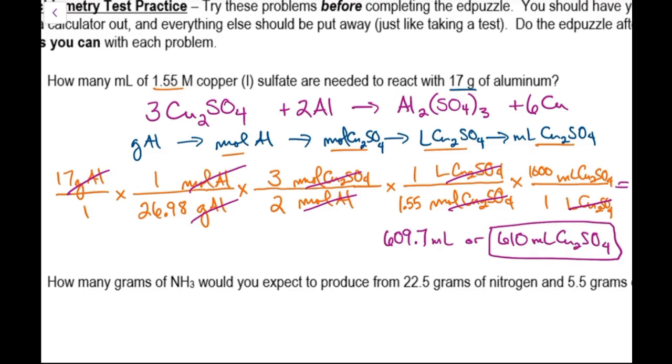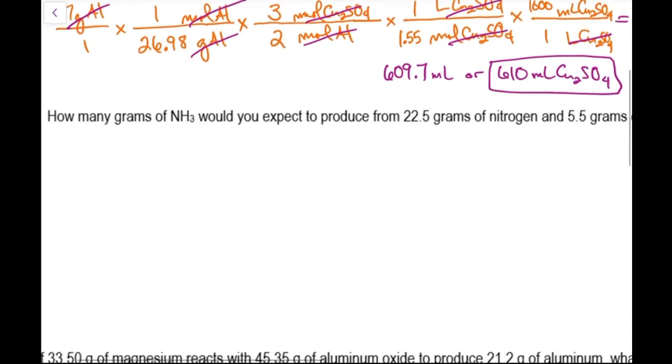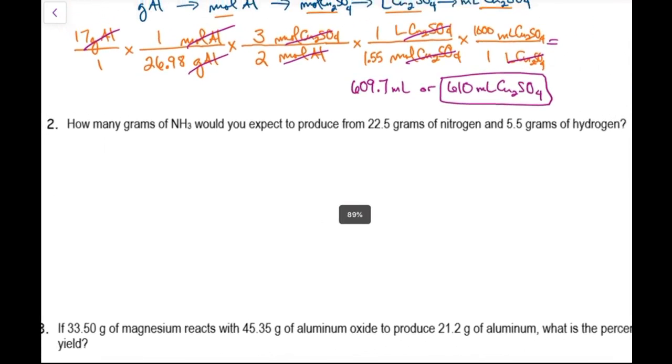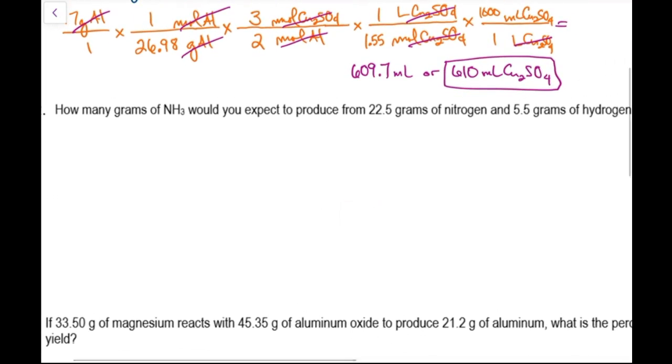Okay, there you go. So I got 609.7 milliliters, and that rounds to 610. Okay, so let's move on to the next one. For this one, let's see if you can come up with a balanced equation. How many grams of NH3 would you expect to produce from 22.5 grams of nitrogen and 5.5 grams of hydrogen?